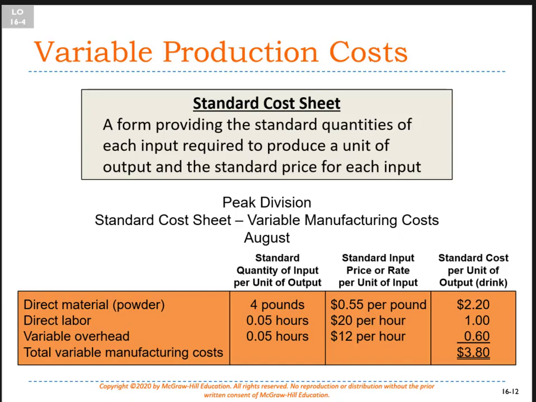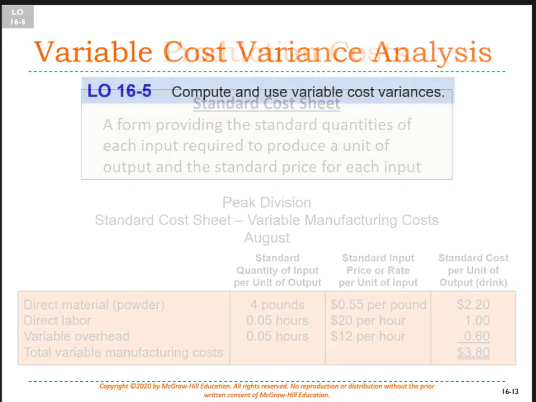You want to make 6,382 units of drink, then your direct material should be 6,382 times $2.20. Your direct labor should be 6,382 times $1. Your variable overhead should be 6,382 times 60 cents. That's how you build your flexible budget. Now that may not match exactly what our static budget was that we came up with at the beginning of the year for the whole year, but for evaluation purposes, the flexible budget is far superior.